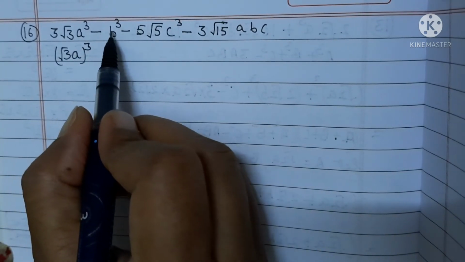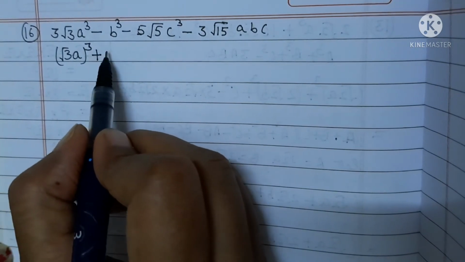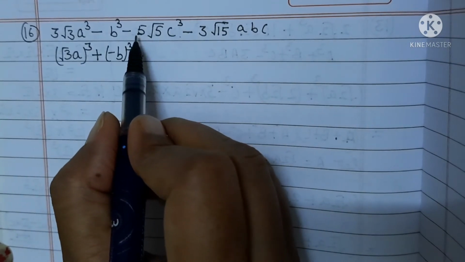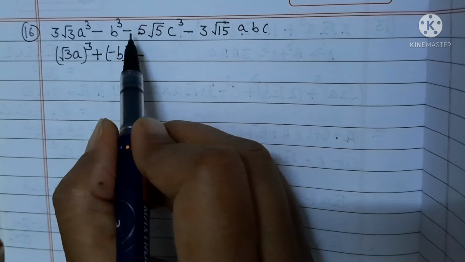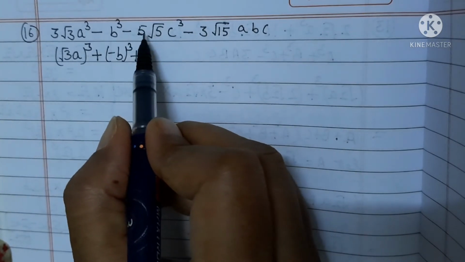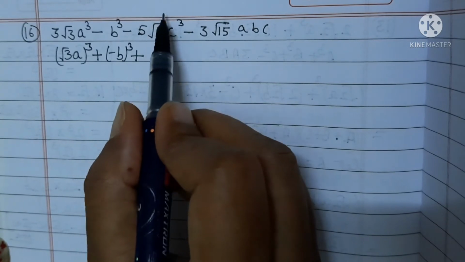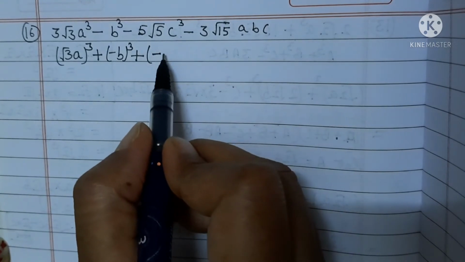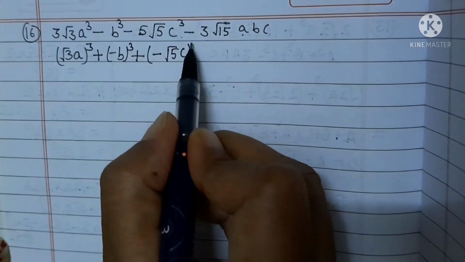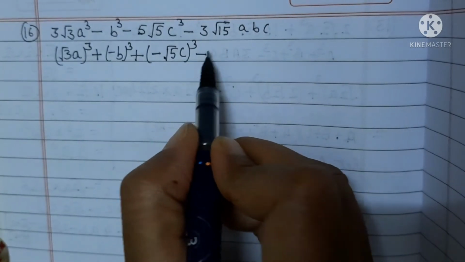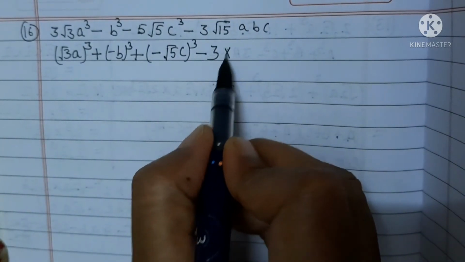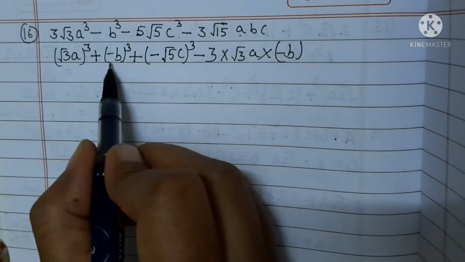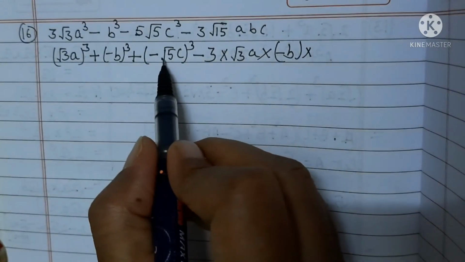And here take the minus sign in the bracket: plus (−b)³ plus, you can write 5√5 in the form of √5 into √5 into √5, so this you can write as (√5)³, and you have to take the minus sign in the bracket. So (−√5 c)³, minus 3abc means √3 a, b means −b, and c means −√5 c.